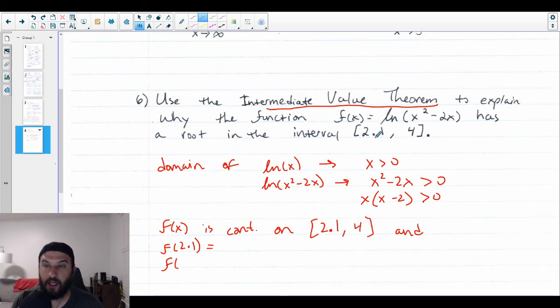Our goal is to show that it crosses the x-axis. So maybe it starts up above and goes down below, right? That means that somewhere in between we have to cross, or vice versa.